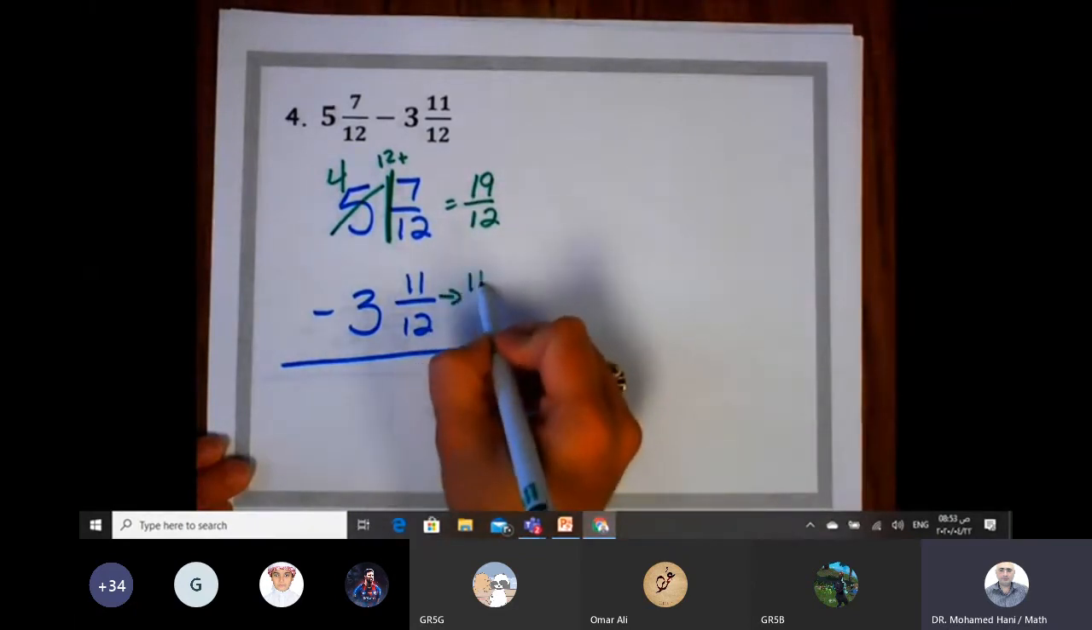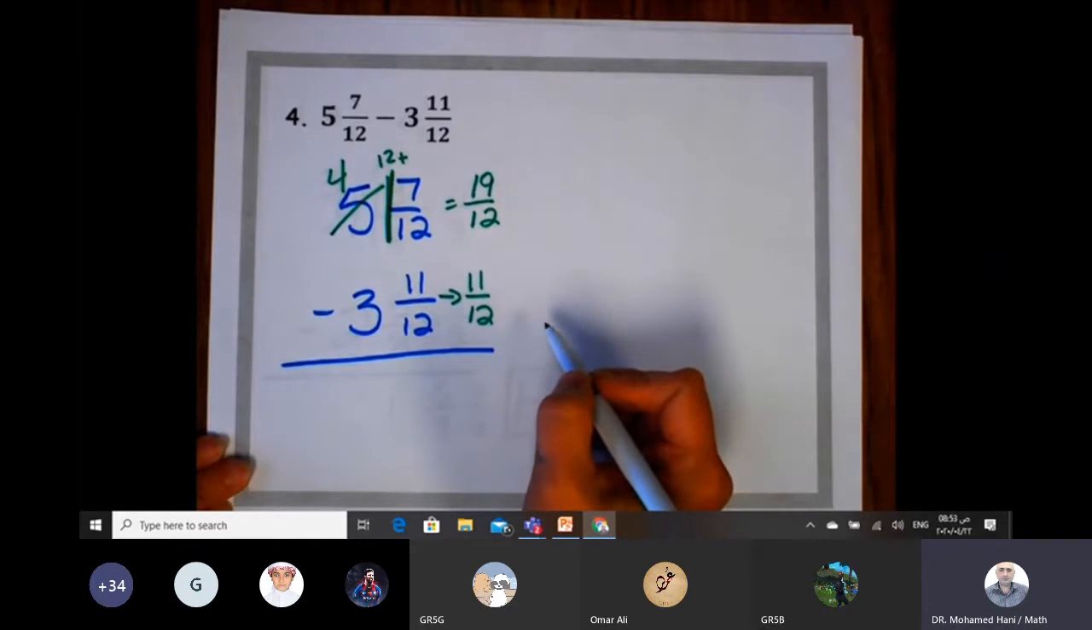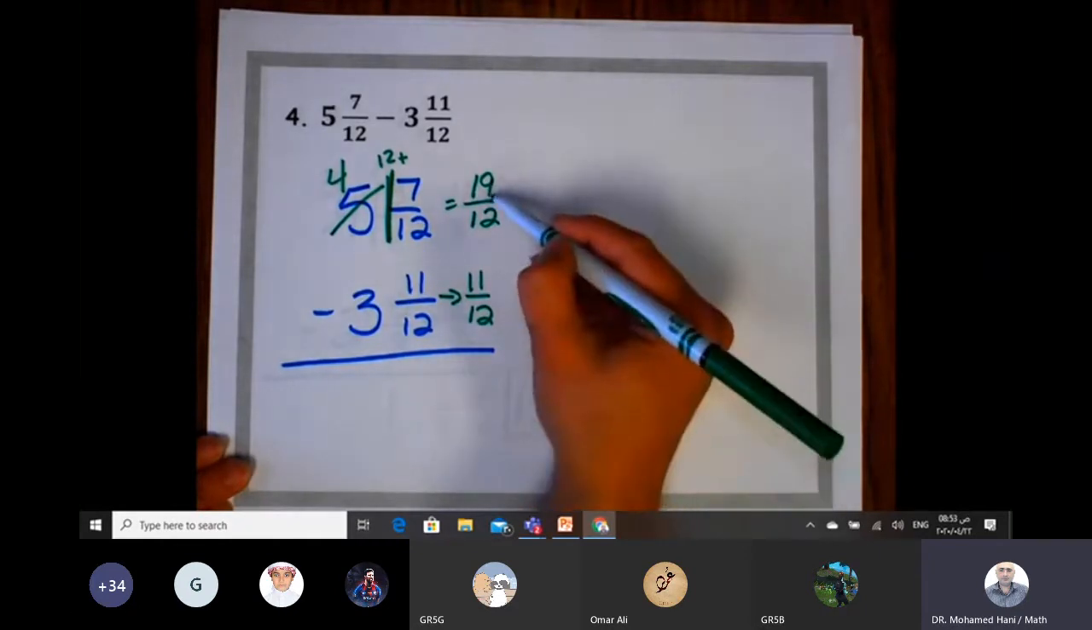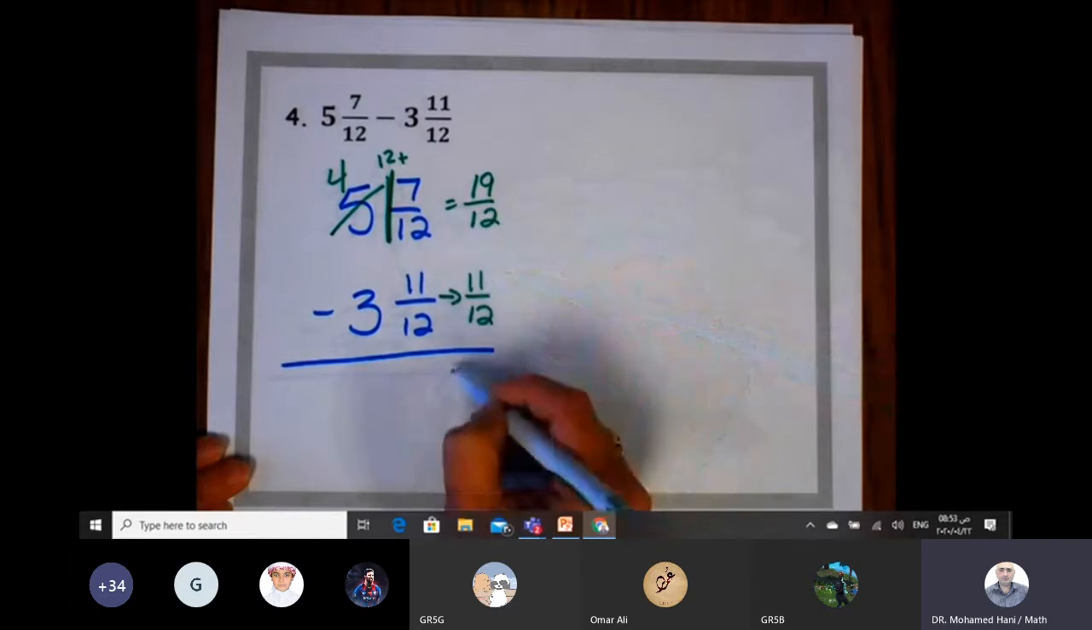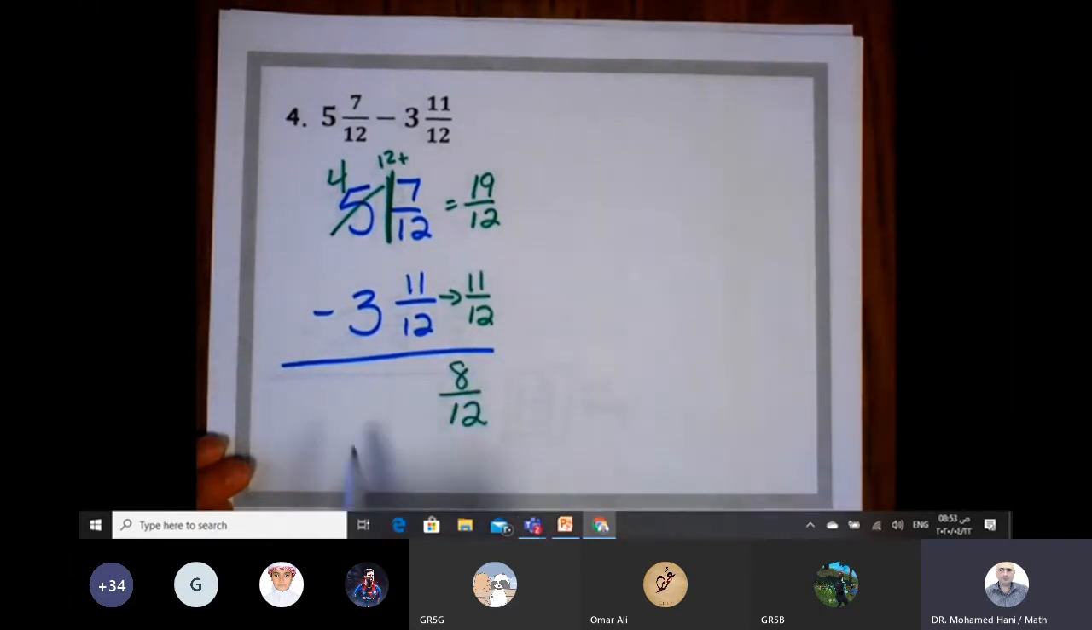I'm going to slide my 11/12 over. Now I'm able to subtract. 19/12 minus 11/12 is 8/12. Now subtract our whole numbers. 4 minus 3 is 1.